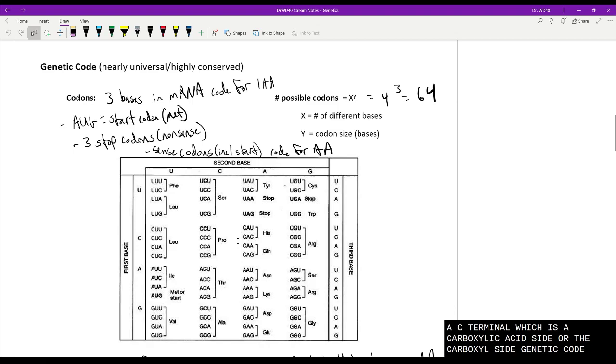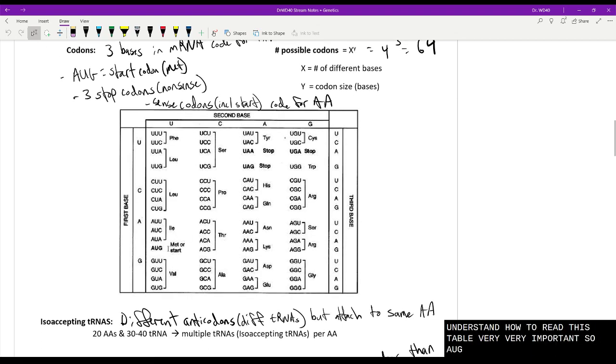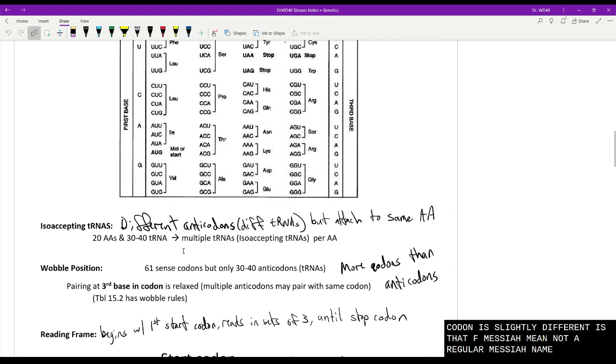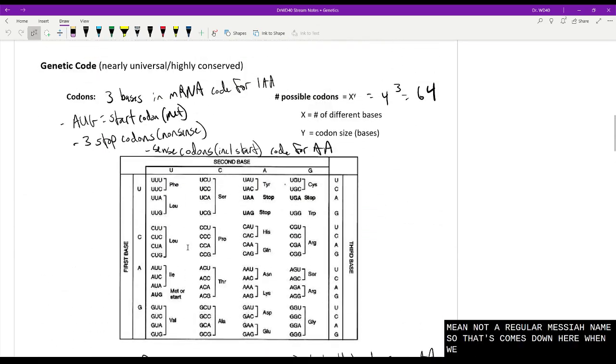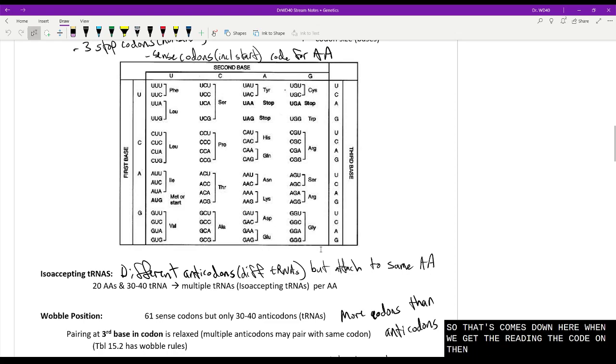Genetic code then, understand how to read this table. Very, very important. So AUG is the start codon here. If I say it's prokaryotic, the start codon is slightly different. It's that F-methionine, not a regular methionine. So that comes down here when we get to reading the codon then.